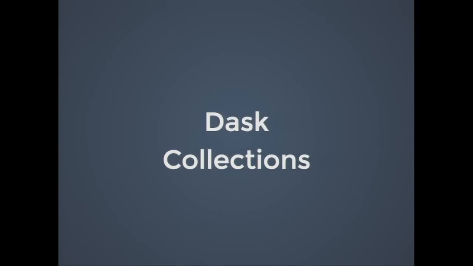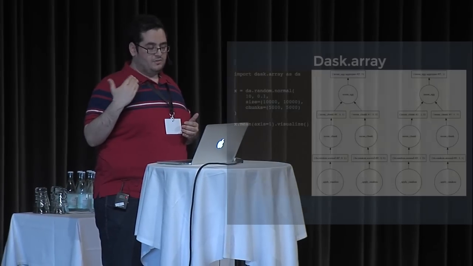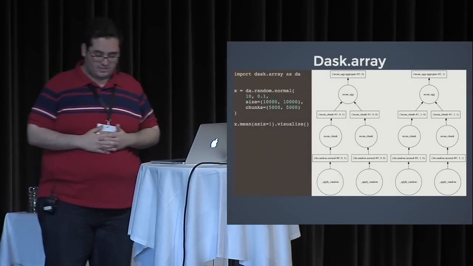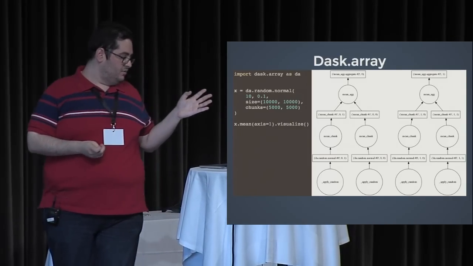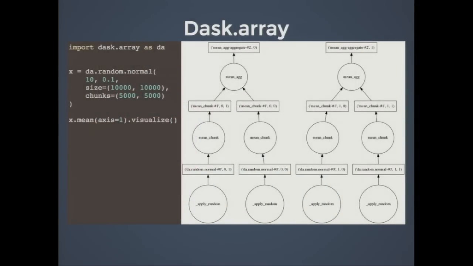Dask collections. We talked about how there are Dask collections. Dask comes with three main collections. Number one is Dask arrays, which are very, very similar to NumPy arrays. Here we have an example where I am creating an array of random numbers. Just for simplicity, I am setting the size to 10,000 by 10,000 and the chunks to 5,000 by 5,000, and then I can calculate the mean over one of the axes.